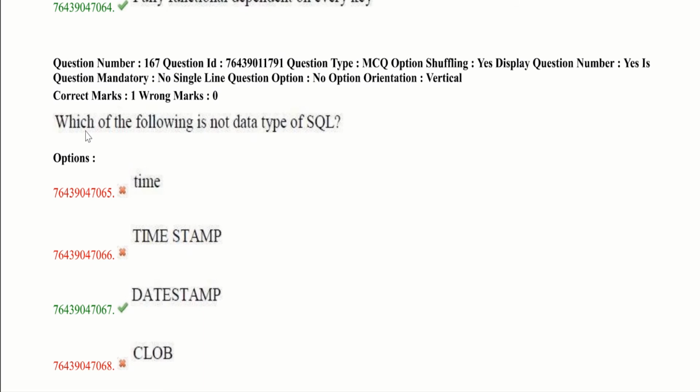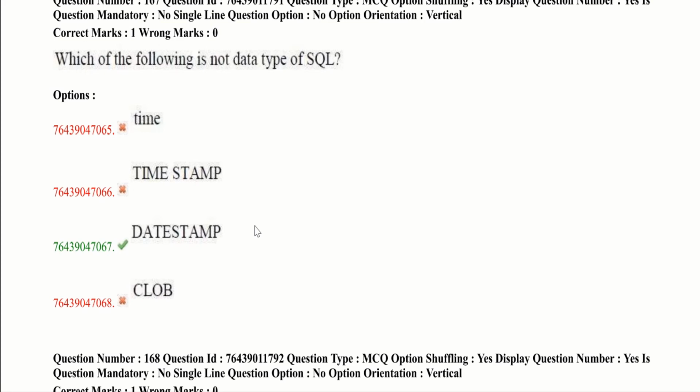Now coming to the seventh question. Which of the following is not a data type of SQL? We have timestamp and clob, blob, etc. in SQL, but we don't have a date stamp. Instead, we have the datetime data type. So go through all the data types in SQL, not only in SQL. In every language, you have to know what the data types are and how much data they can store. So be thorough with data types.